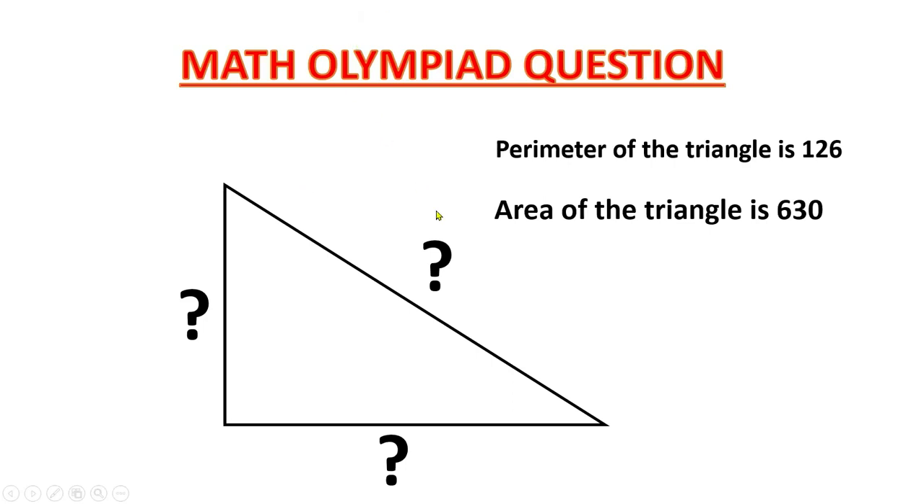This problem is all about finding the sides of a triangle if you are given the perimeter and the area of a triangle. So now we're given the perimeter and the area of the triangle, and we're asked to find the sides of the triangle. So let's now begin.